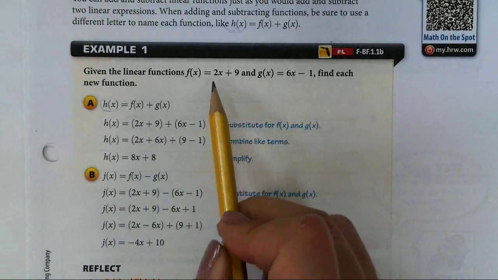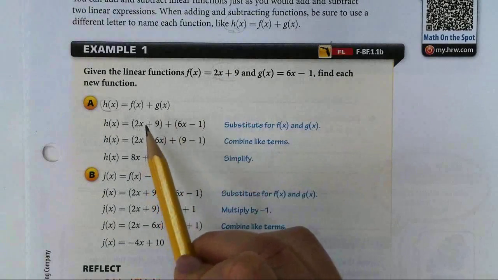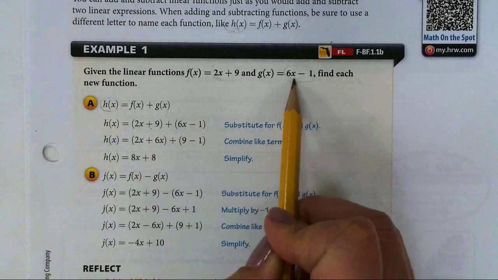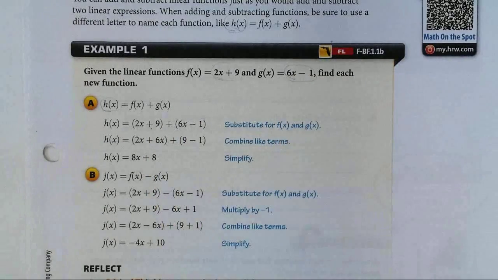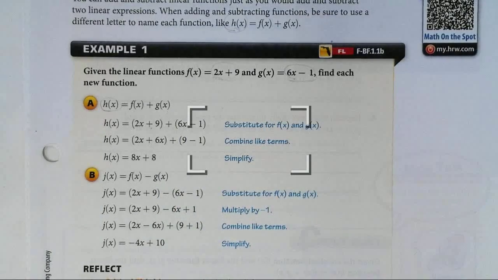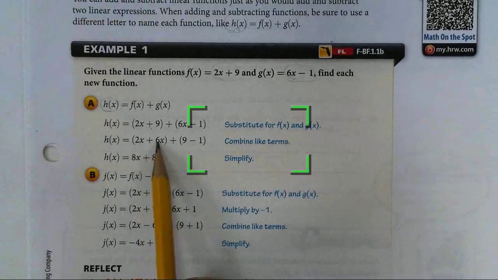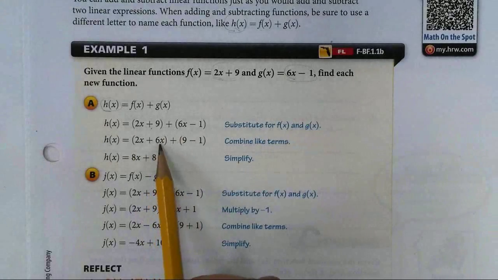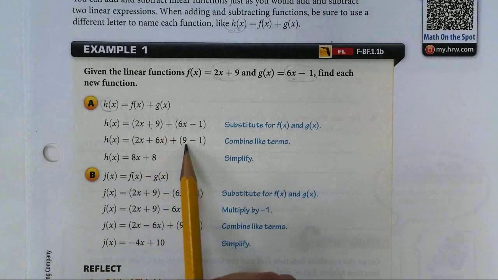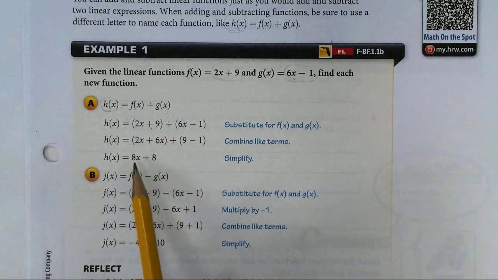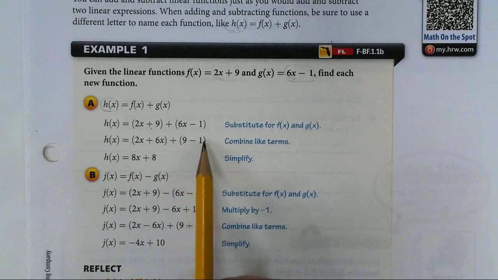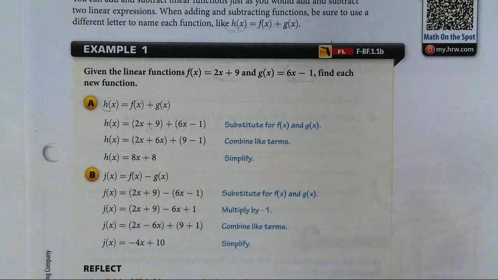All you're going to do is substitute 2x plus 9 into f of x and substitute 6x minus 1 into g of x. Now when you're adding, you want to put your like terms together. So you want to put your x's together. Notice they brought this x over and they brought the 9 over here. So 2x plus 6x is 8x, and 9 minus 1 gives you 8. And that's your answer. That's it. There's nothing else you need to do.